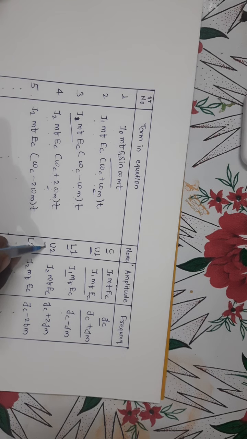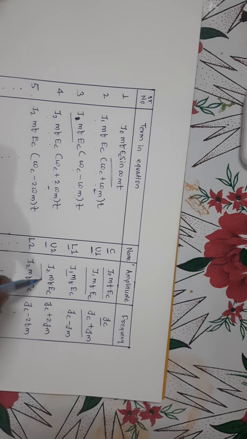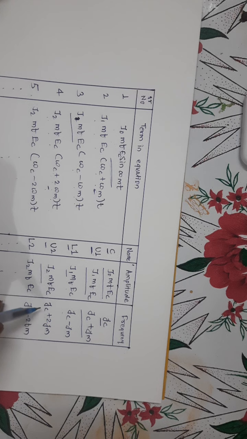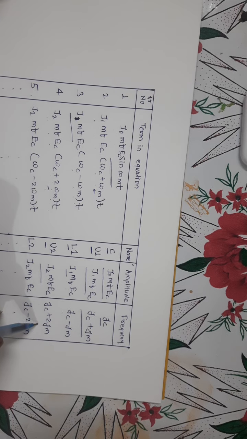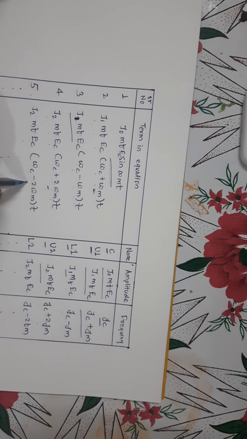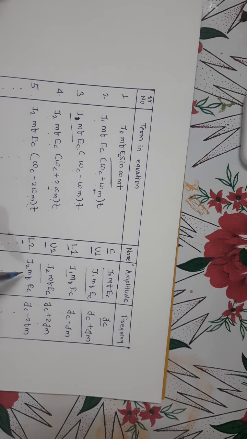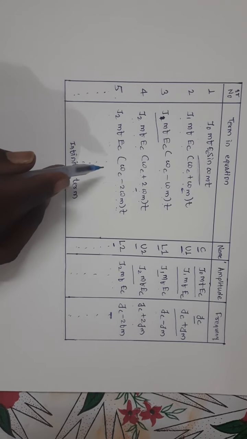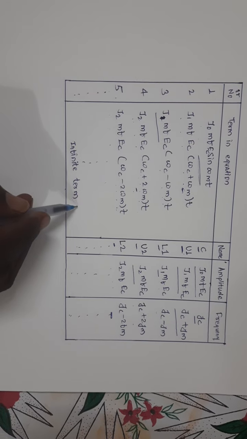The name is upper sideband 2, having amplitude J2(mf) Ec and frequency FC plus 2 FM. Similarly, for the fifth term, it is J2(mf) Ec sin(omega C minus 2 omega M)t. The name is L2, that is lower sideband 2, having amplitude J2(mf) Ec and frequency FC minus 2 FM, and this table will continue up to the last term.